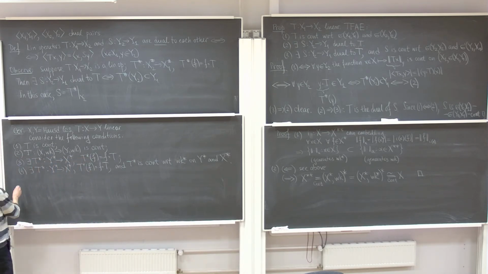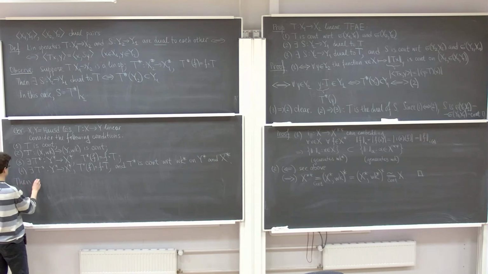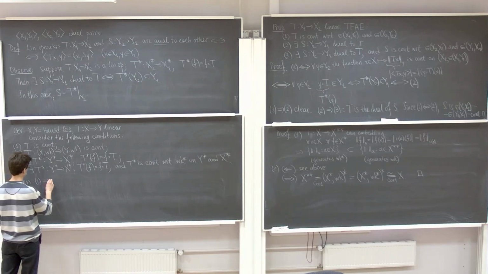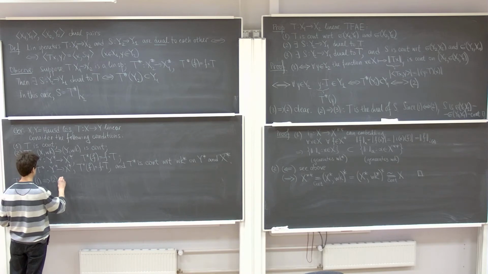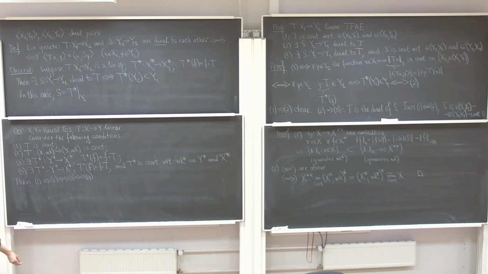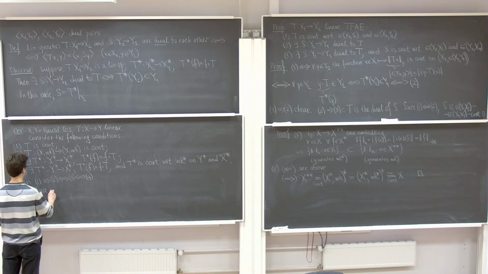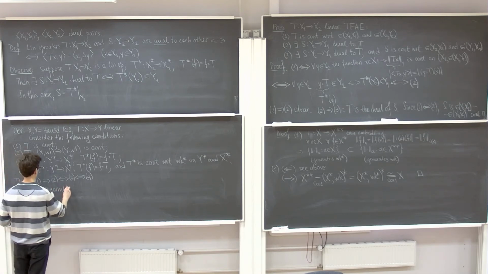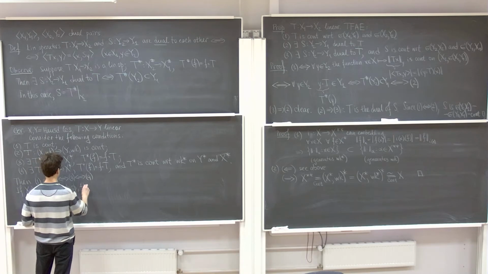I claim that in the general case, 1 implies 2, and 2, 3, and 4 are equivalent. That's all we can say in the general case. But in some cases, all these statements are equivalent. For example, if X and Y are normed spaces, then all conditions are equivalent.